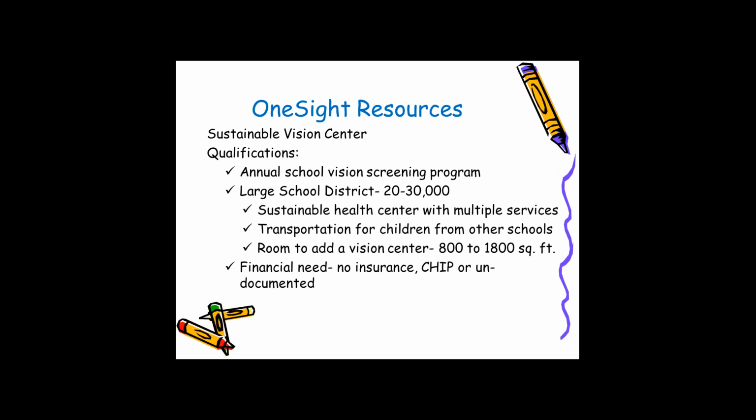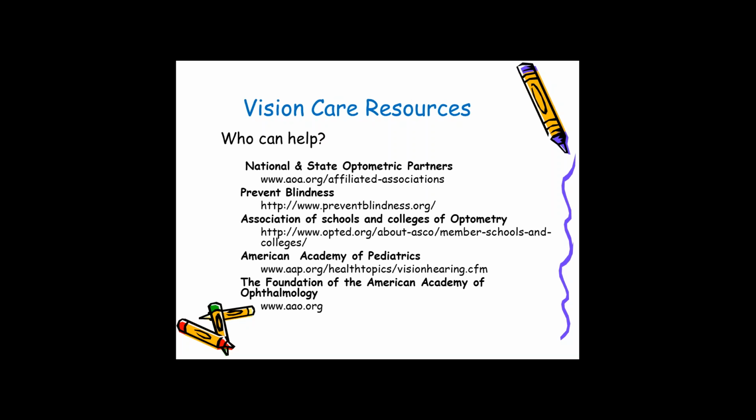So the children that have Children's Health Insurance Plan, or CHIP, the Vision Center would submit for reimbursement, and those monies would go back into the Vision Center to help support it. And then the children who are uninsured would become part of OnSite, and through the OnSite sponsor, we would provide the eyewear for those children. So again, no child would go without. That's pretty much about OnSite and the 3 types of model we have.